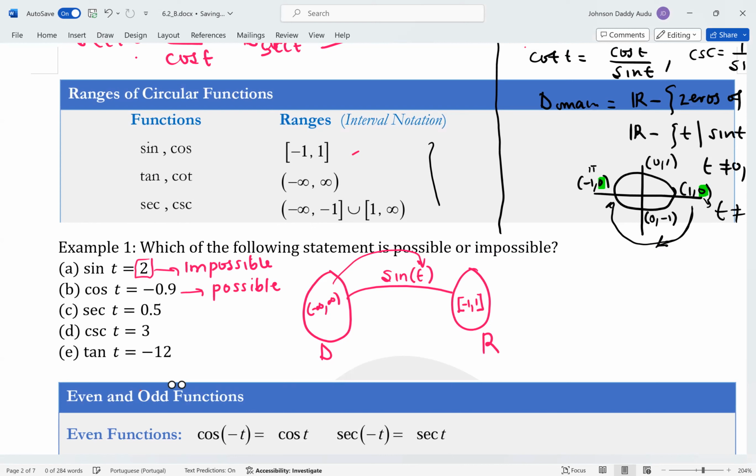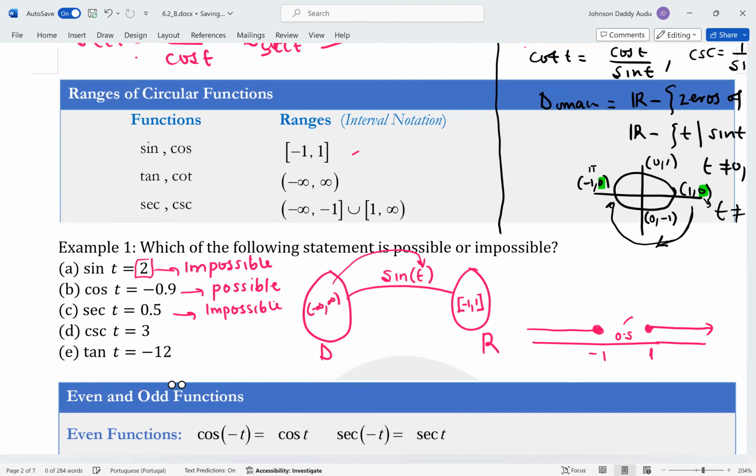Now, can sec t be 0.5? Now, what is the range for sec? The range of sec is -infinity to -1. So this is what we have: for sec, we have -infinity to -1. So this is -1, closed. And then we have 1 to where? To infinity. So you can see, but 0.5 is somewhere here, which is impossible. So it means that this is going to be impossible.